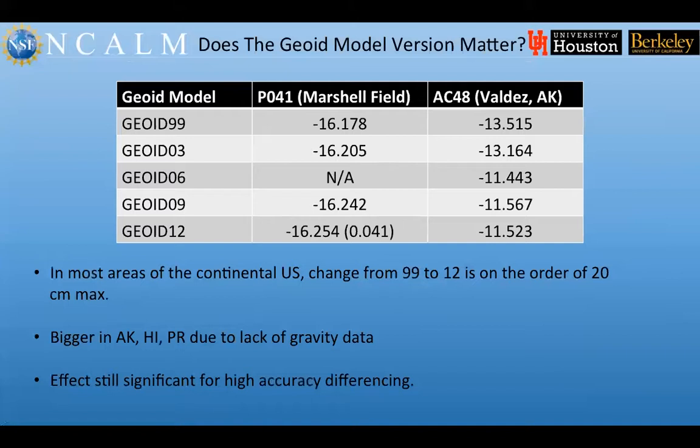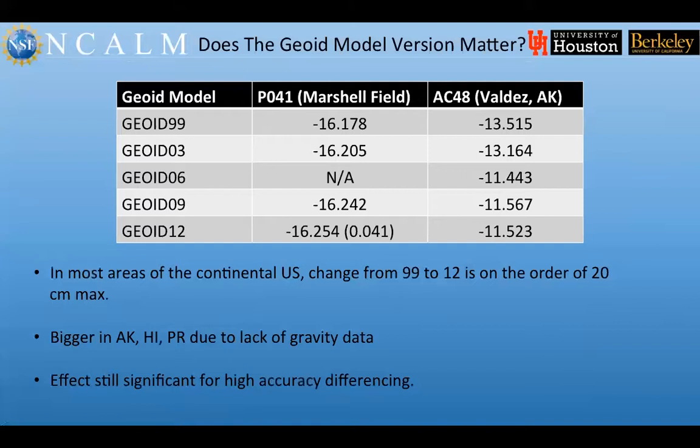But if we look over at the Alaskan point, if we use 99, it's 13.515, and if we use 12, it's 11.5. You'll notice this Geoid 06 was an update only for Alaska. Basically, the geoid models were so poor for Alaska back here that they did some special campaigns between 2000 and 2005 to try to improve the geoid accuracy up in Alaska. But in this case, if you apply the wrong geoid model, you could add two meters of extra difference there that's really not there.